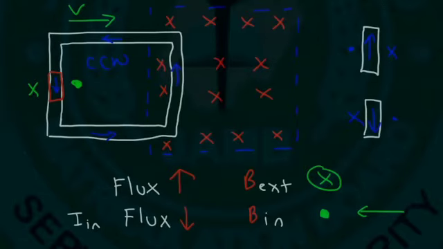For the sake of practice, let's work on another example. So this time, the loop is going to move away from the magnetic field. The external magnetic field will be directed into the page again, just like before.